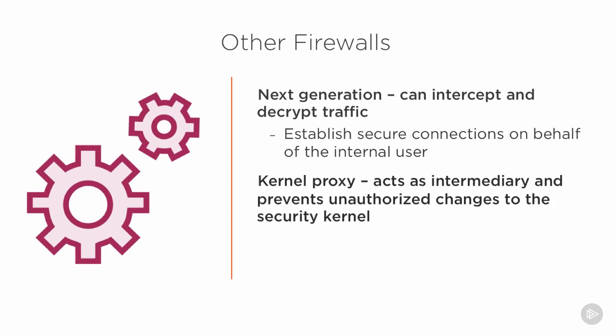We have another type of firewall known as a kernel proxy. And this is one that specifically protects the core of our system. The core of our system, called the kernel, of course manages all the operation and all the security of our system. And a kernel proxy turns around and says, no, we will not allow any changes to that security kernel without making sure that those are certainly approved by the administrator.